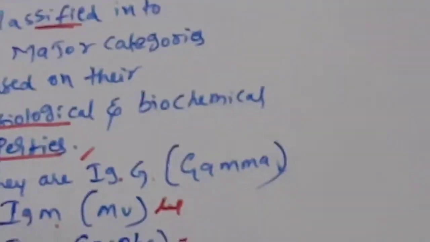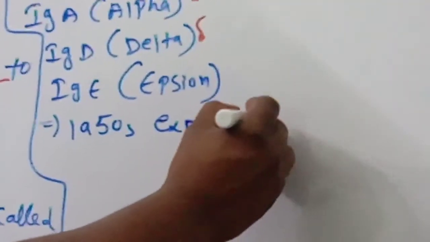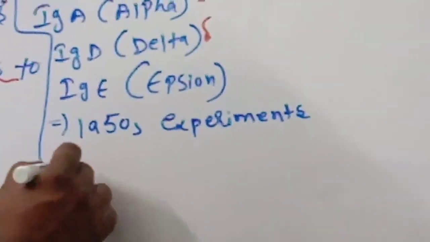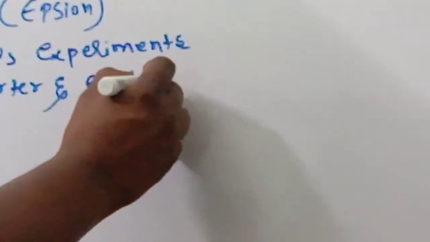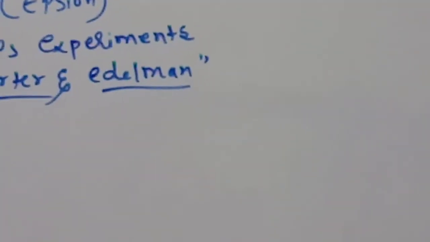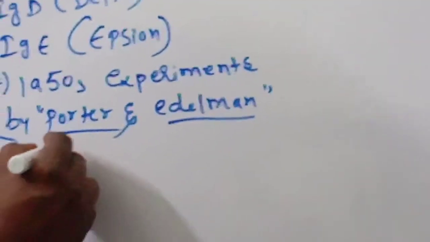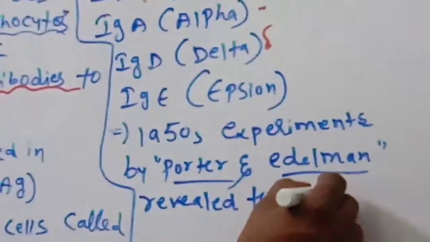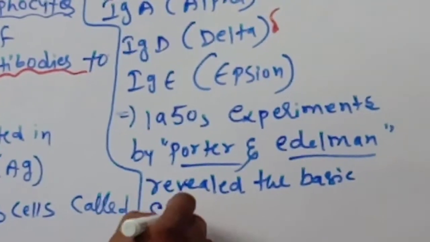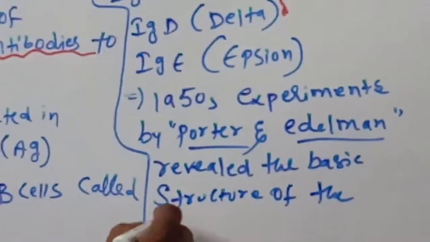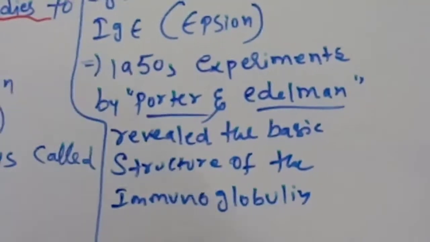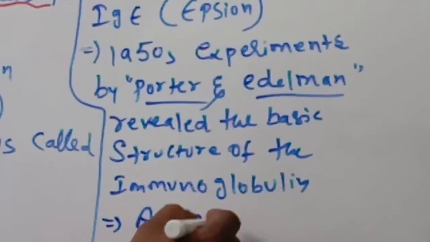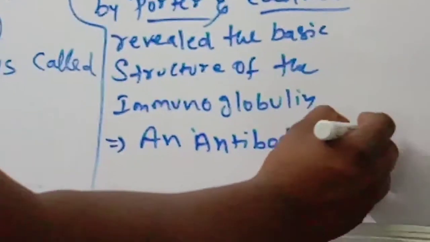In the 1950s, experiments by Porter and Edelman, the scientists, revealed the basic structure of the immunoglobulin. Children, an antibody molecule.